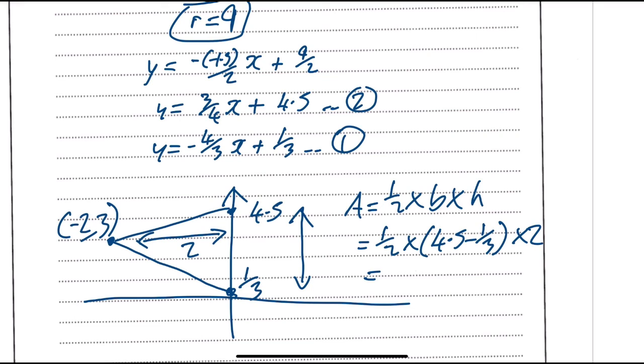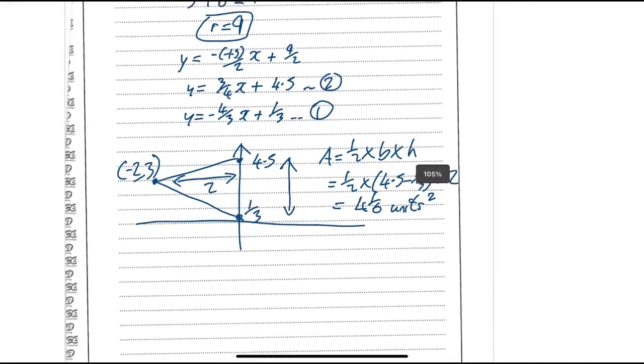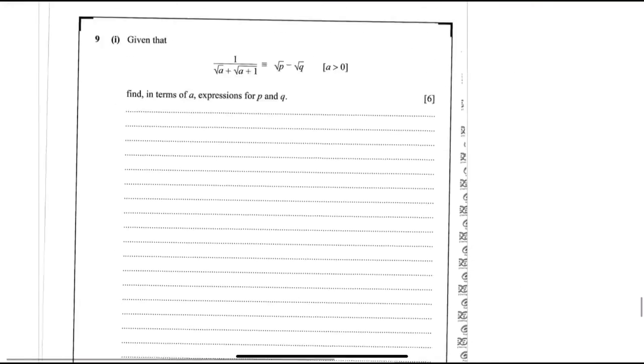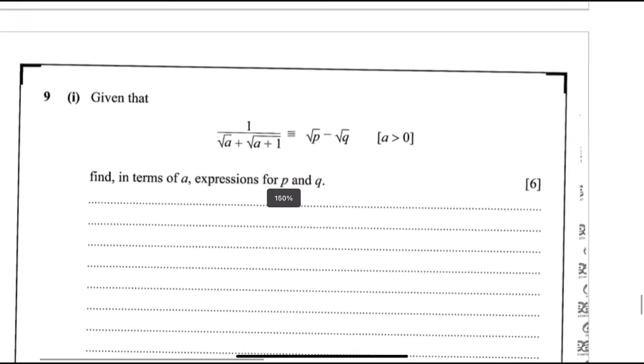So if you do that, let's just do it out. A half times 4.5 minus 1/3, and then times the 2. And I got 25/6, which is 4 1/6 units squared. 4 1/6 units squared. Okay, so a tough question. I think it's as difficult as you're going to get really at AS level.